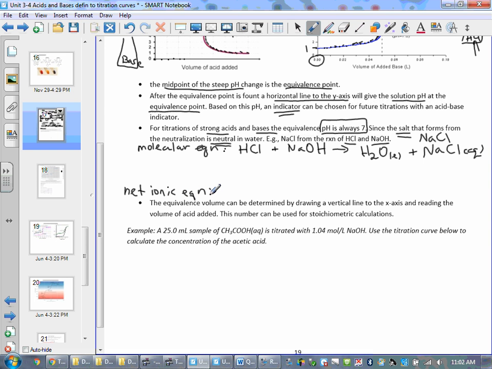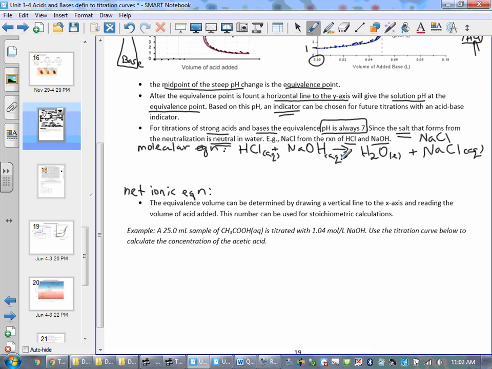Who remembers how to do that? You gotta split up the ones that are aqueous. Maybe I should put some states in here then. They all are, aren't they? They all are except for the water. Alright. So we're going to split everything up except the water.